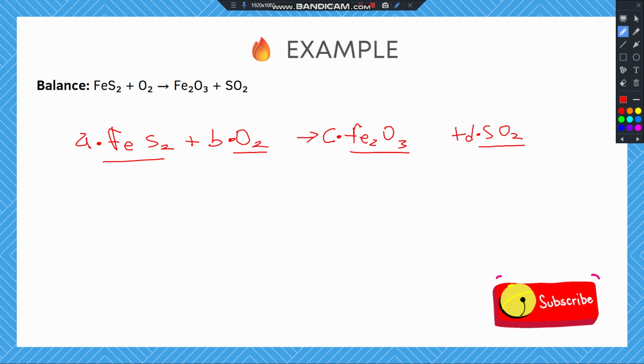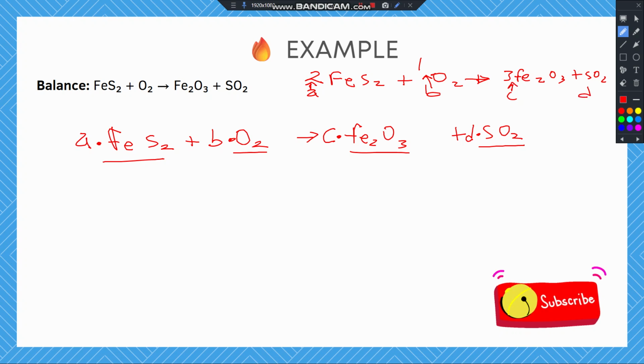So when we balance the equation, for instance, and let's say, I'm just assuming now, we find out that the balanced equation is 2FeS₂ plus O₂, then yielding 3Fe₂O₃ plus SO₂. What we're simply saying is that we've used the letter A to represent this number 2, since we don't know what the appropriate coefficient is as of now, and we're using the letter B to represent the coefficient here, which is number 1, and the letter C to represent the coefficient here, which is 3, and then the letter D to represent the coefficient. So that's what we're simply doing.